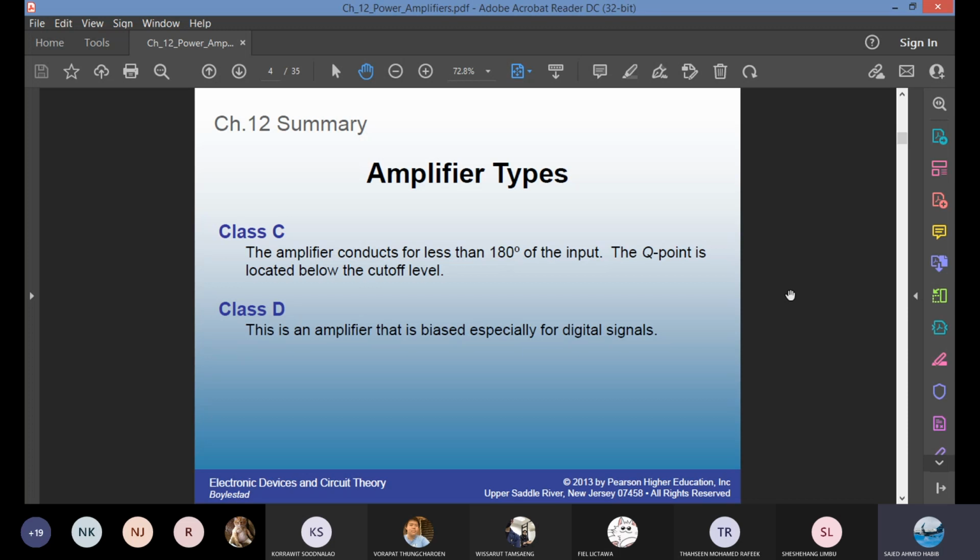And finally, class D is an amplifier that is used specially for digital signals, digital high, digital low. So it's looking like a pulse.